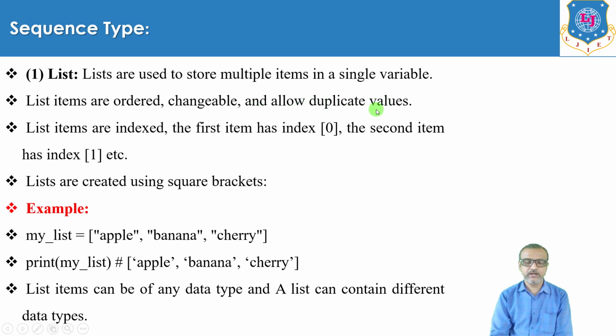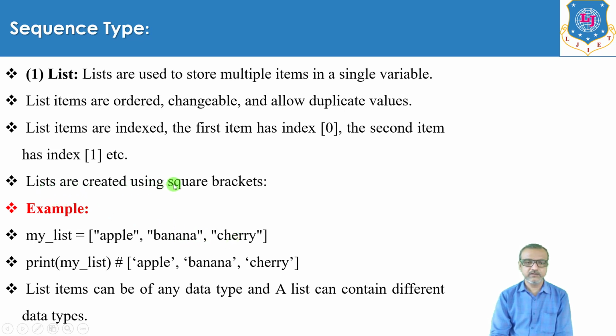In a list you can write duplicate values. Then, list items are indexed. Now what is the meaning of index? That is, the first item has index 0, the second item has index 1, etc. See, if I have created a list like this, then apple is at index 0, banana is at index 1, and cherry is at index 2, and so on.